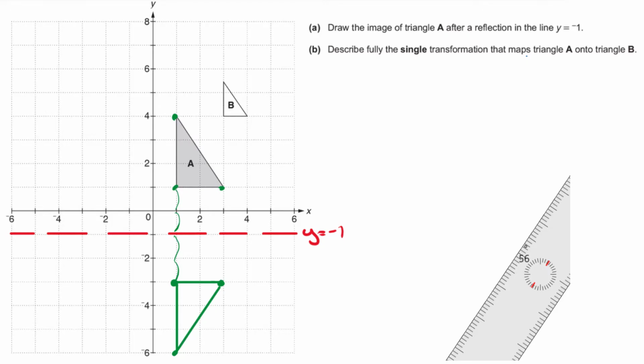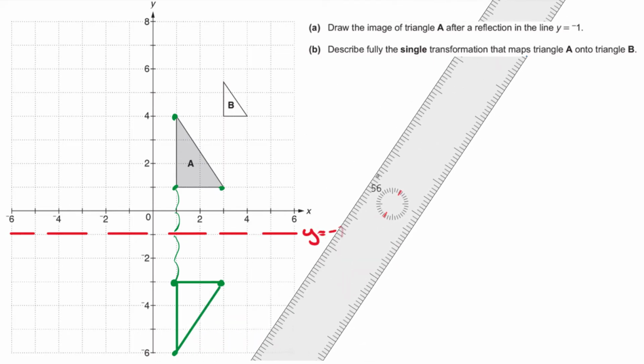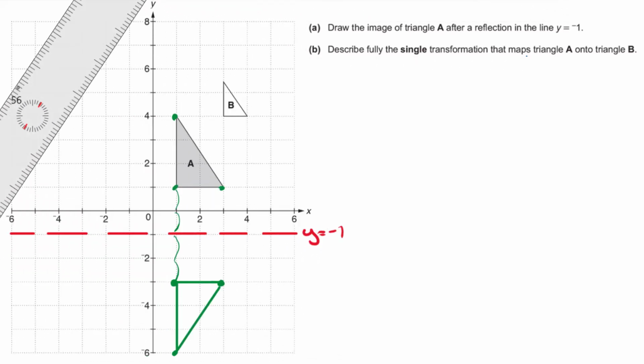And part B says, describe fully the single transformation that maps triangle A onto triangle B. Okay, so we're mapping A onto B. Now you can see that A and B are different sizes, and the only transformation you need to know about that changes size is enlargement. So if I was going to fully describe this transformation, I would have to say it's an enlargement, and that would be enough to get my first mark. So it's an enlargement, correctly identifying the type of transformation.